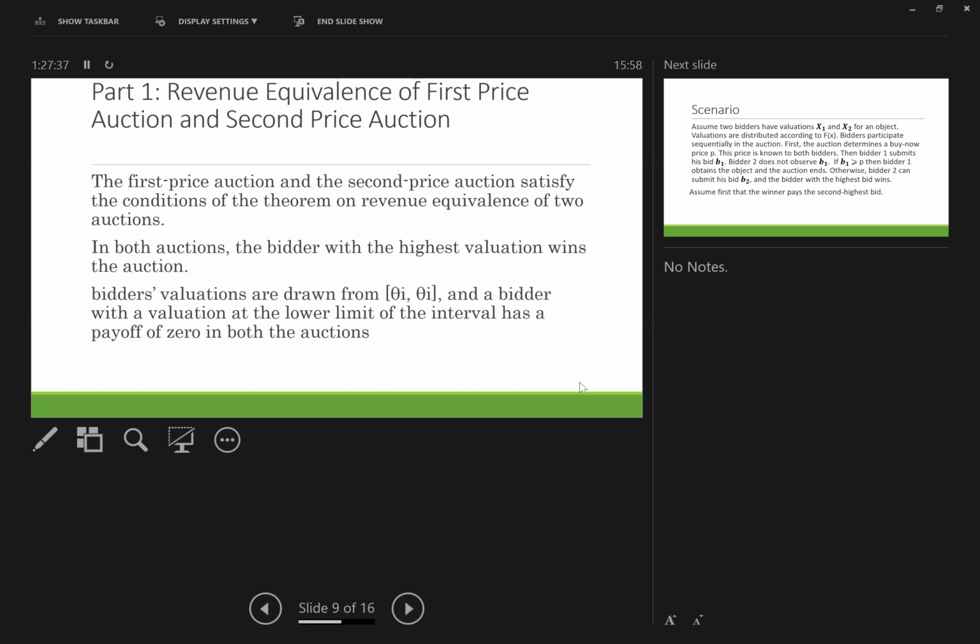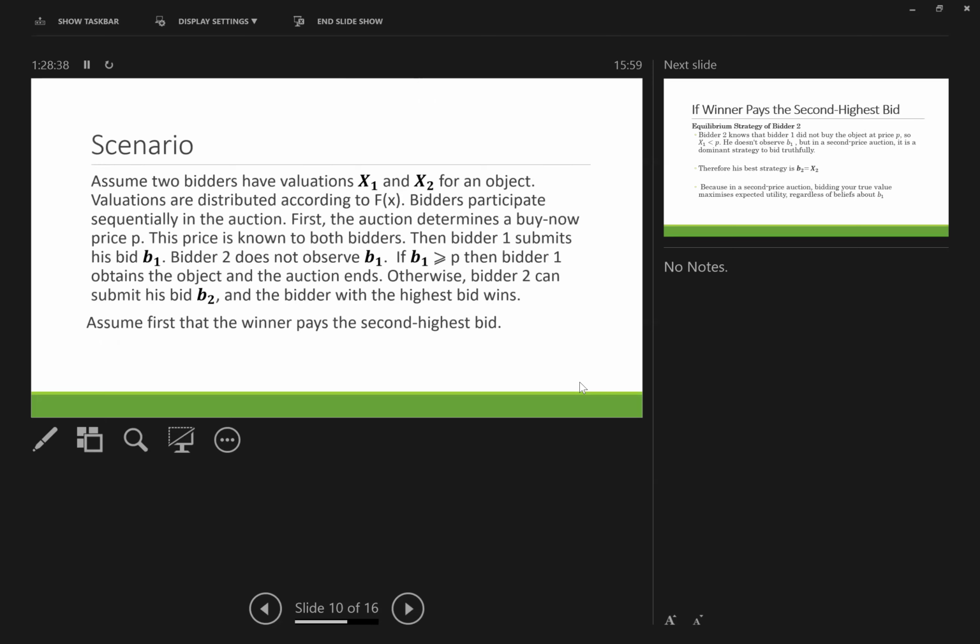We also said that bidders' valuations are drawn from this distribution, and a bidder with a valuation at the lower limit of the interval has a payoff of 0 in both auctions. I think I had explained to you as far as the distribution is concerned. When we have that distribution, we are saying that the one with the lowest valuation will be 0. So for example, if you don't have any value for the item at all, then you have a payoff of 0. We don't have negatives, and then we do have it in a cumulative distribution function. Then I think we will have a scenario that will help us explain this further.